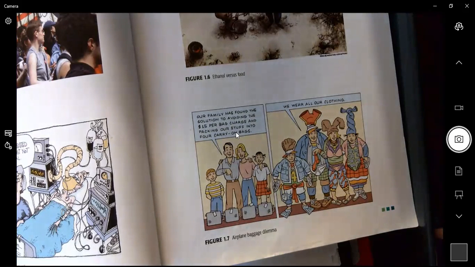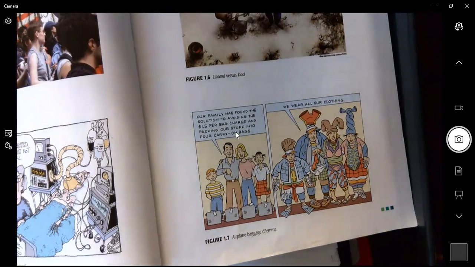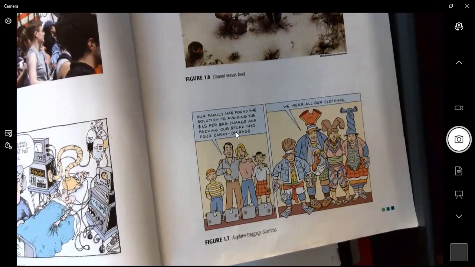Figure 1-5, the assisted suicide. Jack could work in one. I've got 1, 2, 3, 4. Good, that'll work. How about the ethanol versus food one? I've got 1, 2, 3, 4, 5, 6, 7. I don't care as long as I've got at least one person for this airplane baggage dilemma. Who is willing to do airplane baggage dilemma for me? All right, I got 1 or 2 or 3.